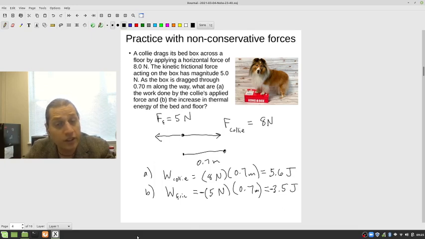Okay, so if you wanted to think about the net work done, it would be the work done by the collie plus the work done by the friction, and these have opposite signs. And then the kinetic energy of the box at the final stage equals the kinetic energy of the box at the initial stage plus that net work.